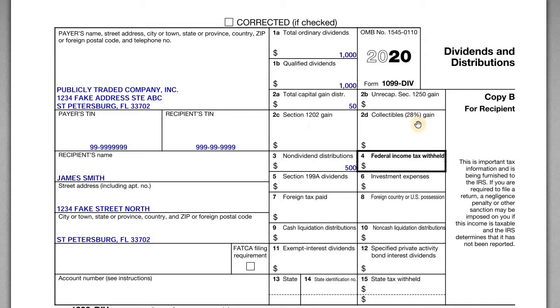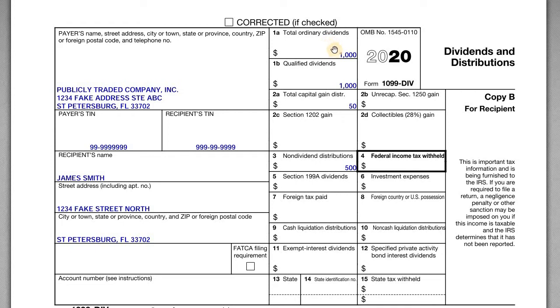So there's a couple elements here, right? The recipient's name is the taxpayer. Obviously, we have the taxpayer's Social Security number, and then the payer. So in this case, James received dividend income and some other distributions from this company, Publicly Traded Company Inc. And there's the publicly traded company's EIN. So first things to note, boxes 1A and 1B, these are the ones that you're going to see most often.